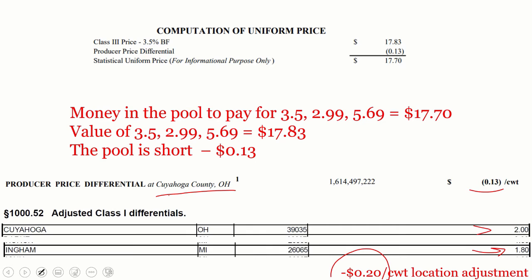And this is in the Federal Register. You can go find out exactly which county you're in and what the location adjustment should be. And so wherever it is set at, in this case, Cuyahoga County, you figure out the zone that is, and then you figure out the zone that you're in, and the difference between the two is the location adjustment.